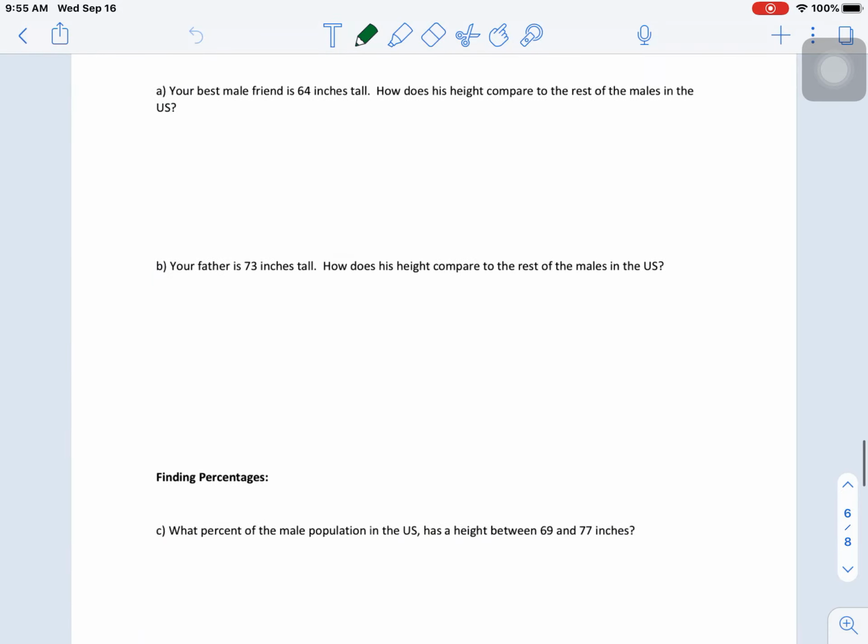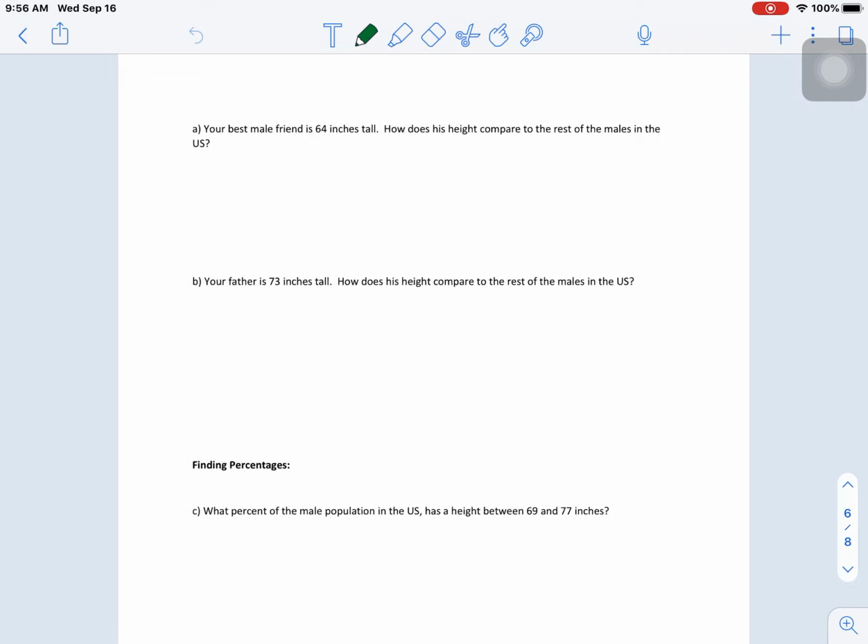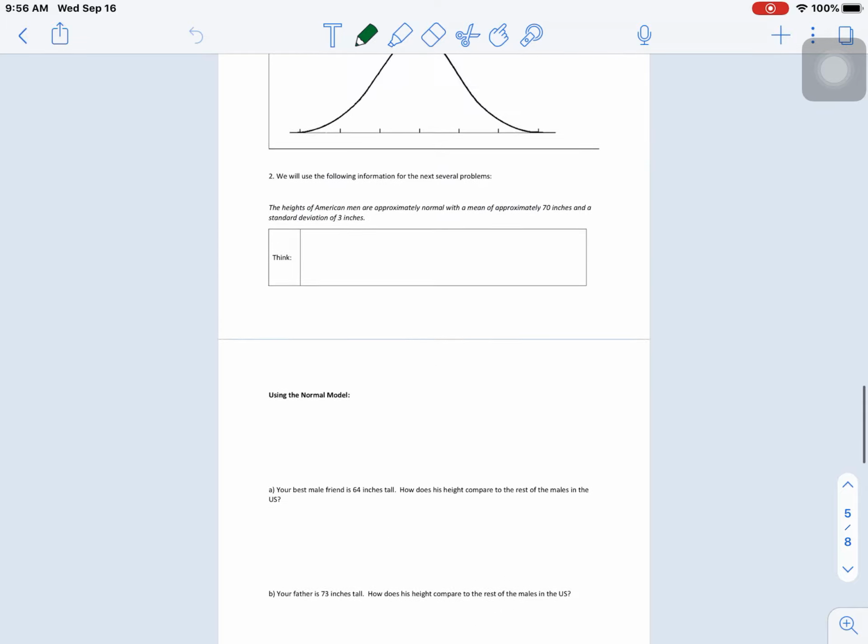Hey AP Stats, lesson 1.13 here, and we're going to continue with the lesson about the normal model, and we're going to specifically be looking at actually using the normal model to calculate percentages and proportions. So we are on page 6 of our notes.